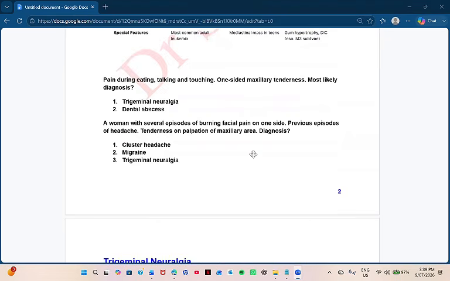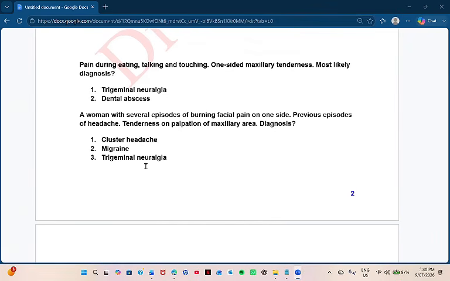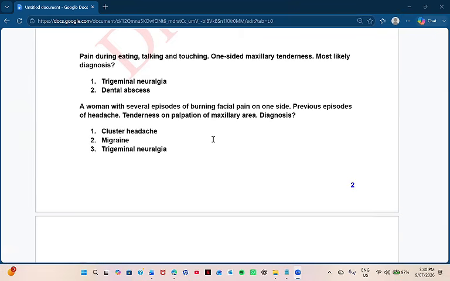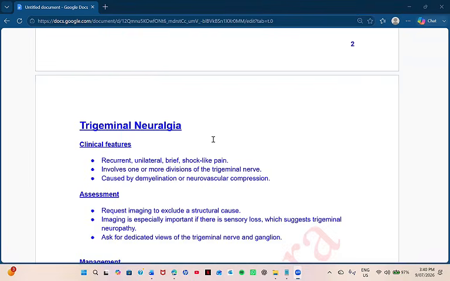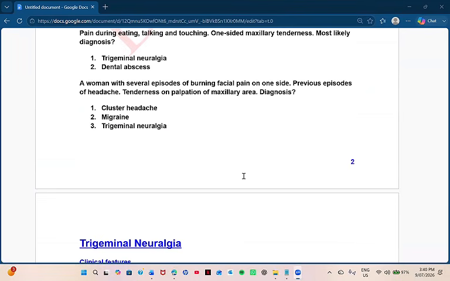We just started, okay? So here: pain during talking and touching, one-sided maxillary tenderness, most likely diagnosis. They have given trigeminal neuralgia and dental abscess, and a woman with several episodes of burning facial pain on one side, previous episode of headache, tenderness on palpation of the maxillary area. So what do you know about it? Or you all chose trigeminal neuralgia, right?